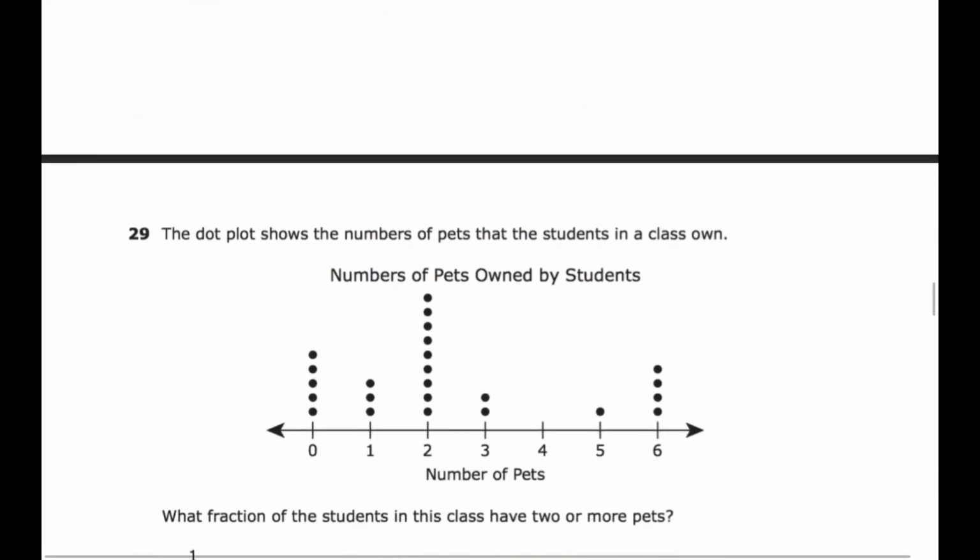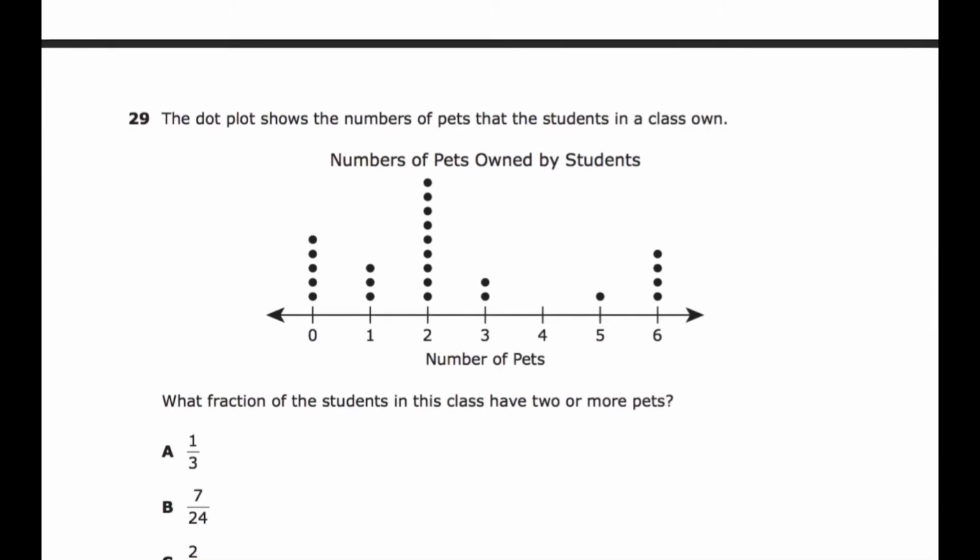Question number 29 talks about a dot plot. Now we'll talk about this a little bit more in our statistics unit. But it's the number of pets owned by students. And so if I'm looking right here, I have 5 students that own 0 pets, 3 students that own 1 pet, 9 that own 2 pets, and so on. So it's asking me what fraction of the students in the class have 2 or more pets. So that's some key information there.